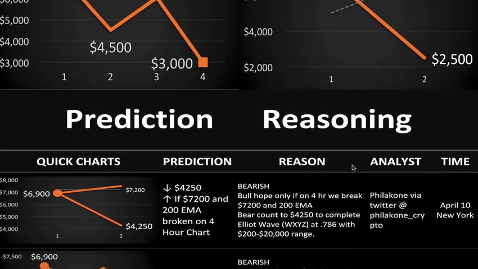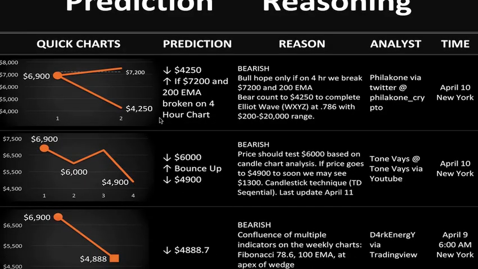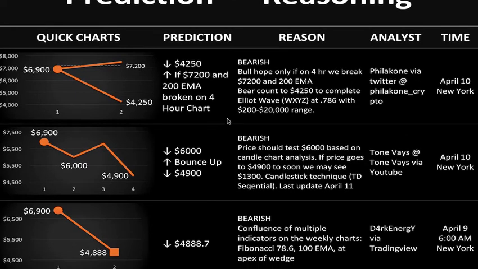Now let's get into prediction and reasoning. The first chart was by Filicone, April 10th, the other day. He sees it bearish down to 4,250. If we break above 7,200 and the 200 EMA on the 4-hour chart, it could be bullish, but he is leaning bearish. And then you can get into details in his videos. He goes into more details of his Elliott wave counts.